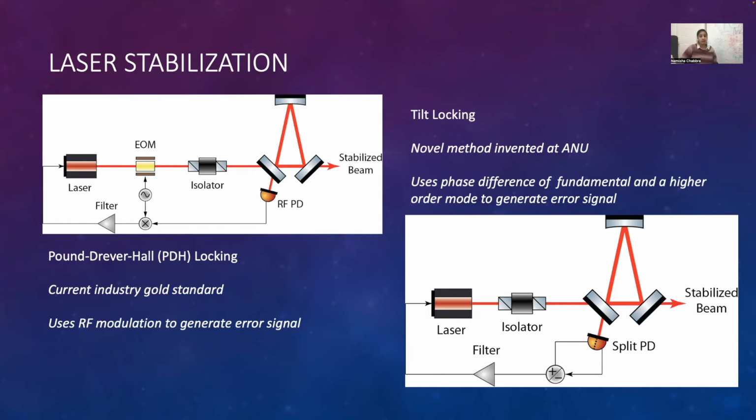Tilt locking is another laser stabilization technique which was invented here at the ANU, where a laser is locked to an optical cavity and an error signal is instead generated by measuring the phase difference between a resonant fundamental cavity spatial mode and a higher order spatial mode, which is produced by an intentional tilt of the input beam. So this technique is an elegant approach and offers several benefits over more traditional locking techniques, such as PDH locking, like the absence of radio frequency modulation and a simplified optical path.